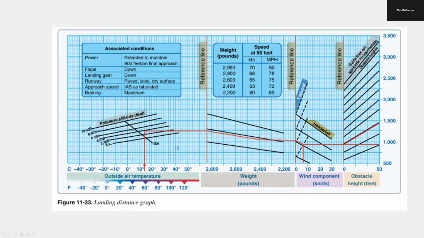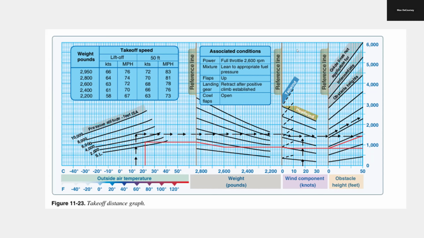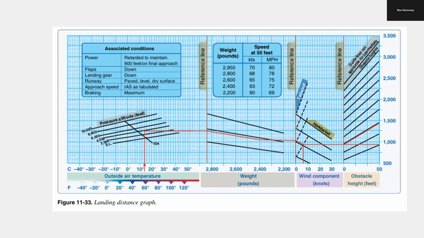What's this one? This looks like it's just landing. This is a landing. It's the same thing. It works the same way. You can notice here, though, that it's giving you the associated conditions. So this is what they are assuming you are going to do. If you don't follow these associated conditions, this will not be accurate. Your calculation will not be accurate if you're not taking off the way that they prescribe. Same goes for landing.